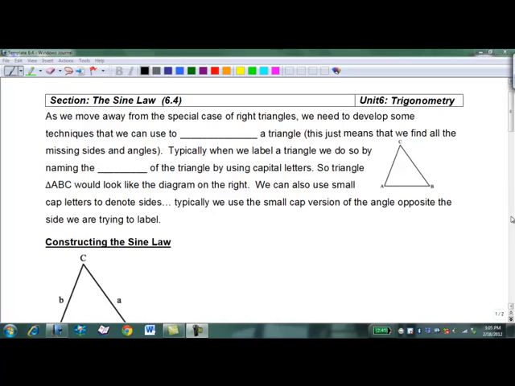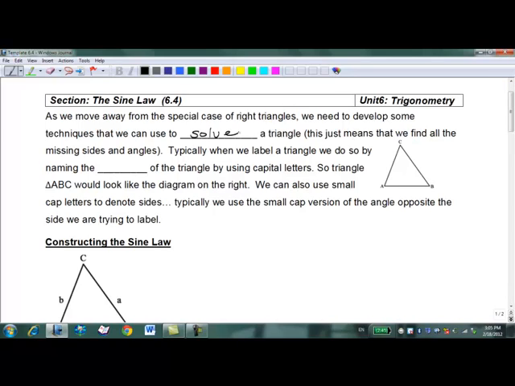As we move away from the special case of right triangles, we need to develop some techniques that we can use to basically solve a triangle. And what does solving mean? It just means that we find all the missing sides and all the missing angles.